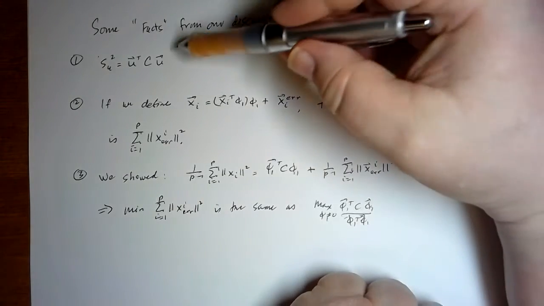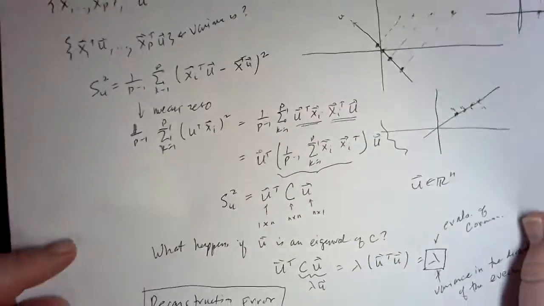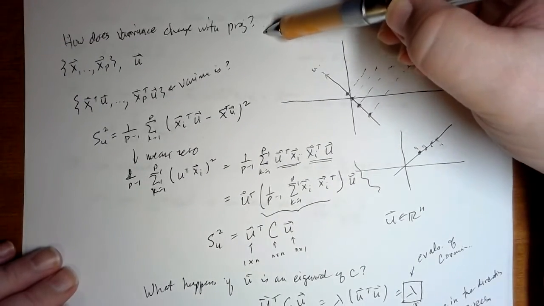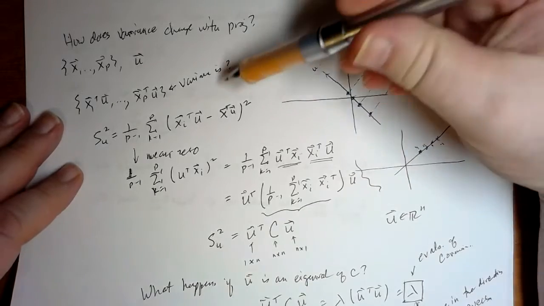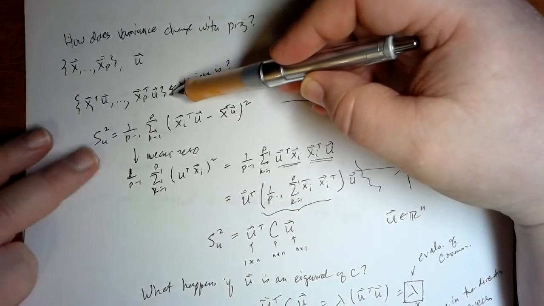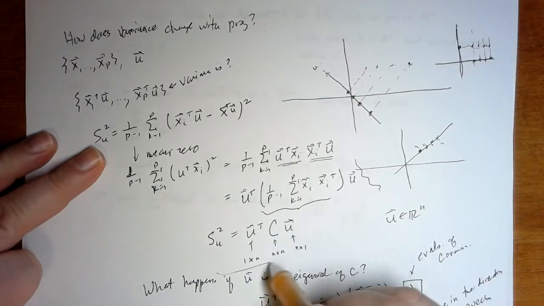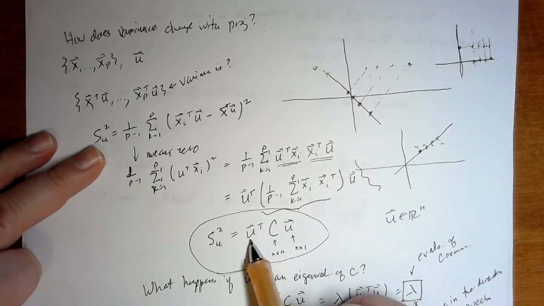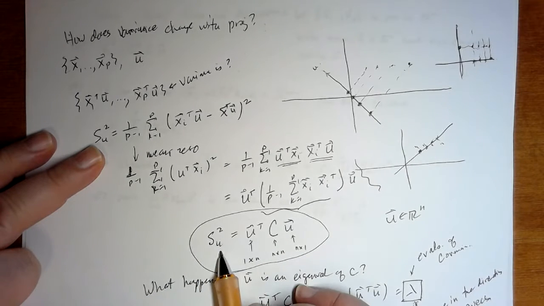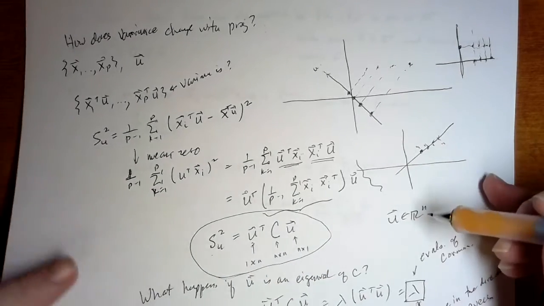Very good. So earlier in the sessions, we talked about how the variance changes with projection. In that little discussion, we projected our data to the vector u. And we found that the variance in the direction of u was equal to u transpose times C times u. Again, that's the variance of the data projected to the vector u. Good.